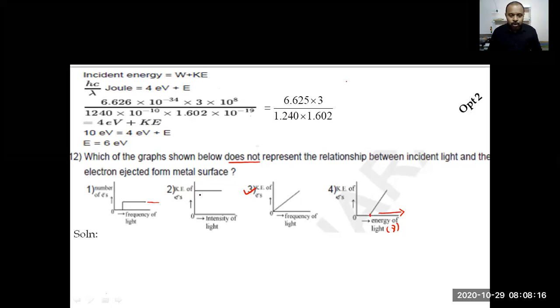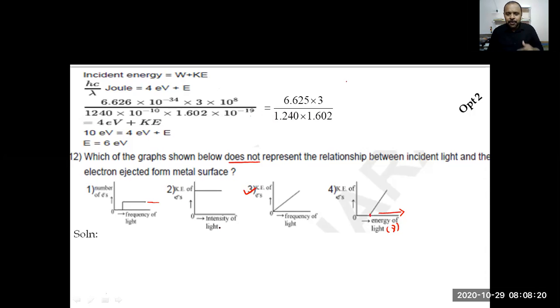Graph 2, kinetic energy of electrons versus intensity. If intensity increases, does kinetic energy increase? No. So the kinetic energy remains constant. The kinetic energy of an emitted electron would only increase with frequency, not intensity. So graph 2 is also correct. The incorrect one is 3. Okay, so fine.